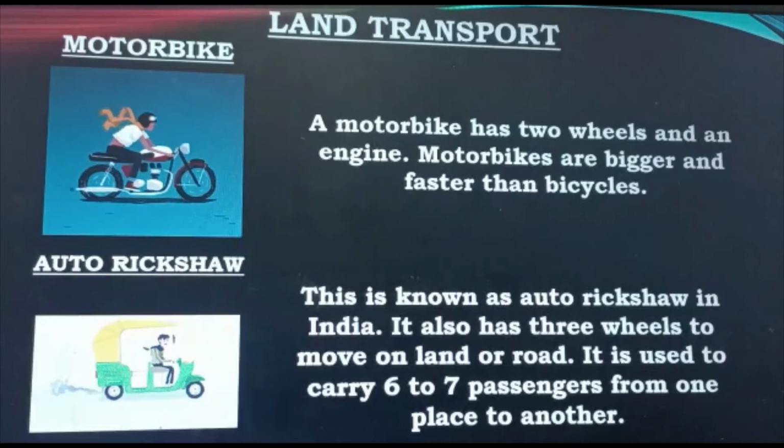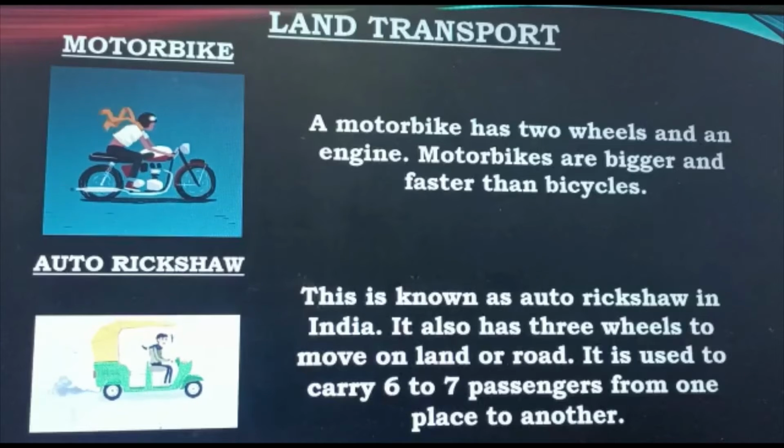Next in line, we have a motorbike. A motorbike has 2 wheels and an engine as well, which we did not have in our bicycle or rickshaw, of course, because we were using human power more, right? But here we don't have to move our feet or give our energy to our vehicle.